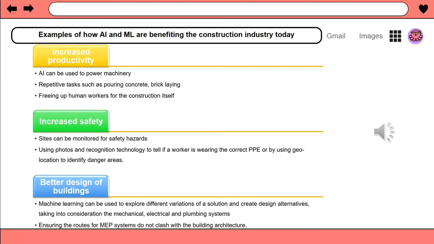Third, better design of buildings. Machine learning can be used to explore different variations of a solution and create design alternatives, taking into consideration the mechanical, electrical, and plumbing systems, ensuring the routes for the MEP system do not clash with the building architecture.